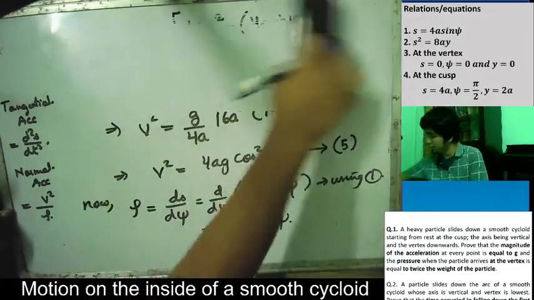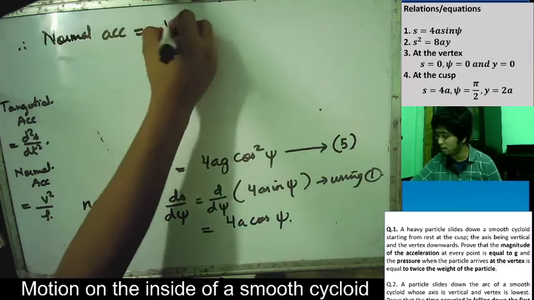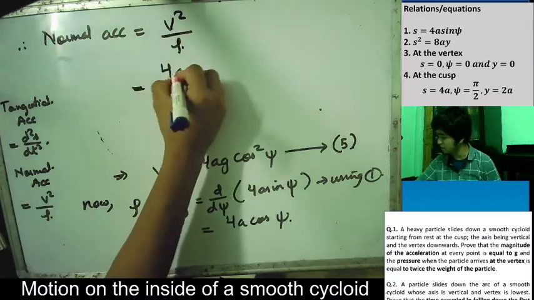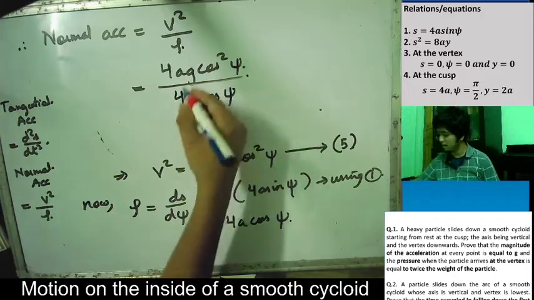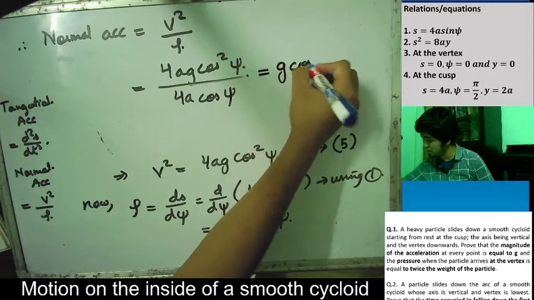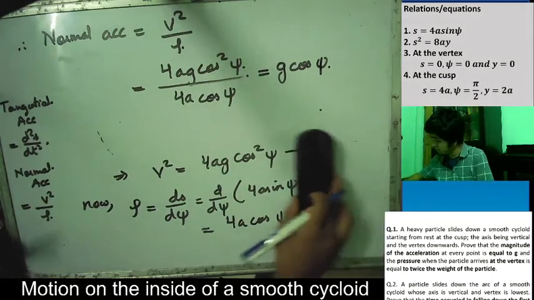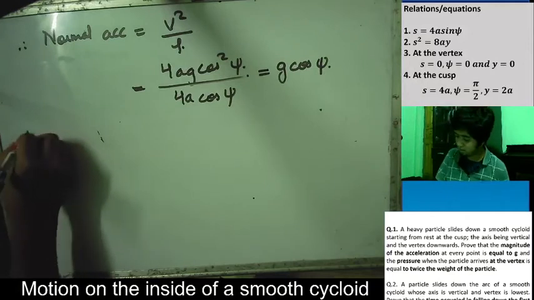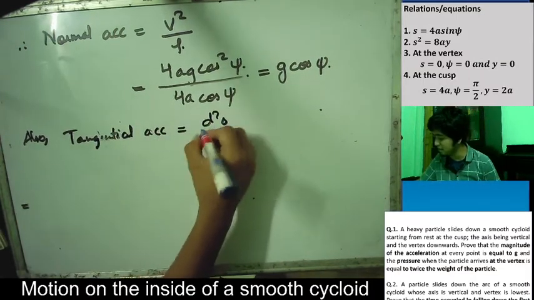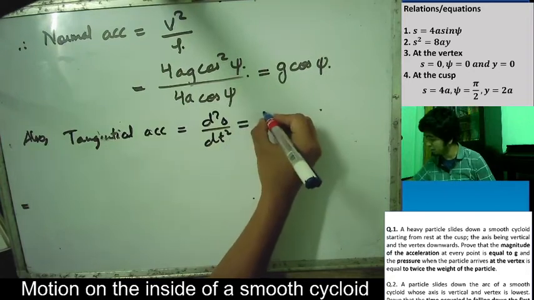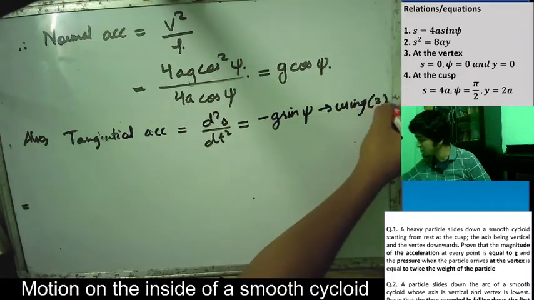So now what can we do? Therefore, normal acceleration is equal to v square upon rho. V square equal 4ag cos square psi divided by rho, 4a cos psi. So you will get it equal to g cos psi. Also, maybe I'll just write down tangential acceleration. Tangential acceleration is equal to d2s dt square, which is equal to minus g sine psi. This one is by using equation 2. I'm just writing it down.